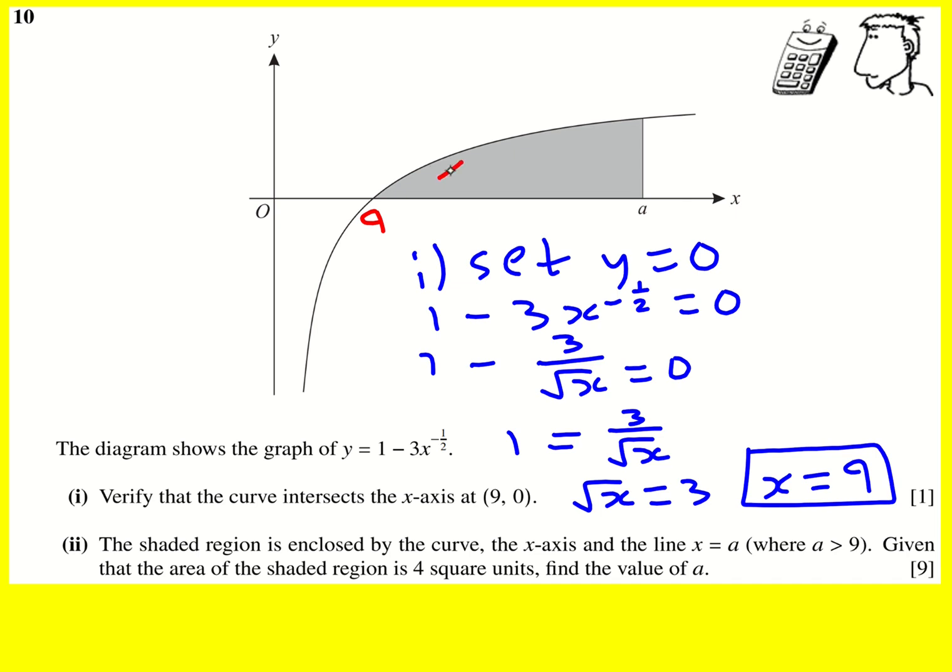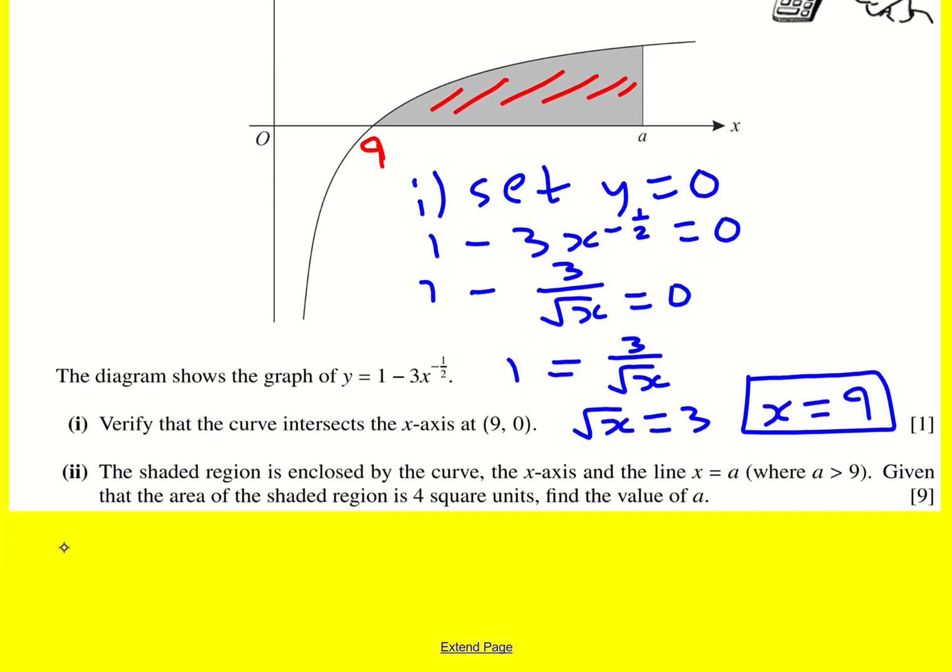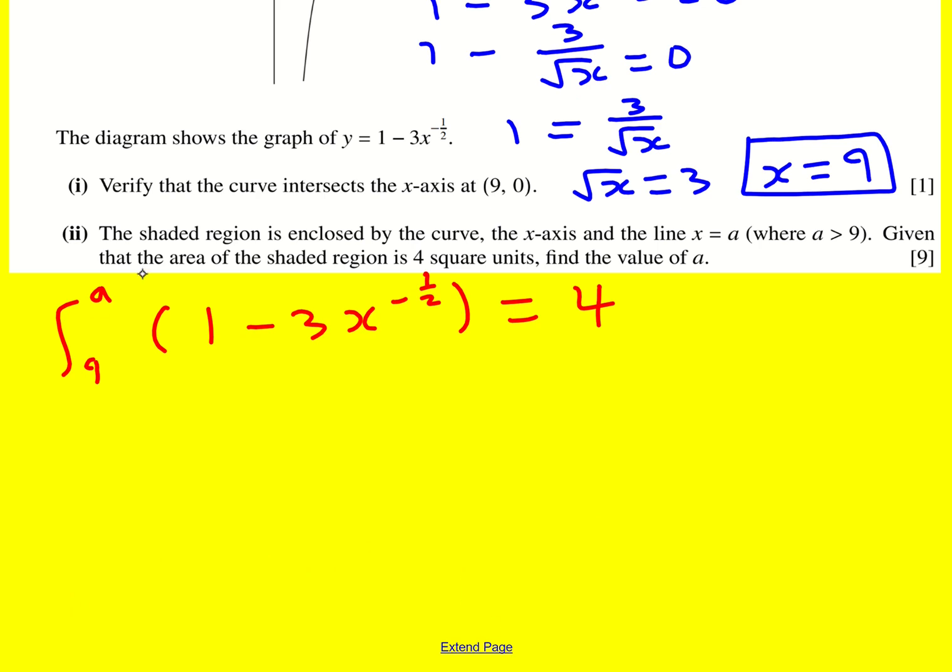We've now got this shaded region, and it's enclosed by the curve, the x-axis, and the line x equals a, where a is greater than 9. Given that the area is 4, find the value of a. So we can create an equation here. It must be that the integral from 9 to a of 1 minus 3x to the minus a half is equal to 4. That's what we're being told. So we can create an equation in terms of a.